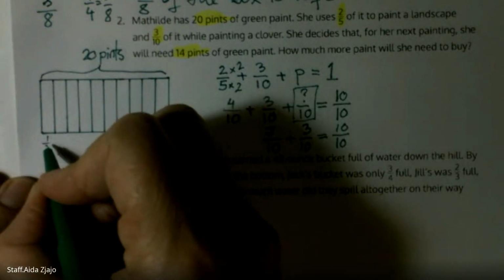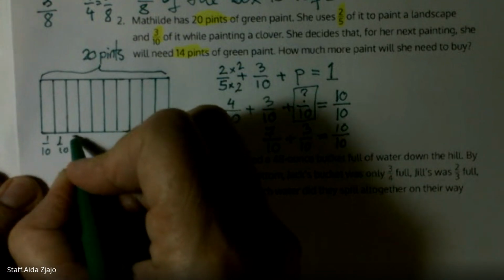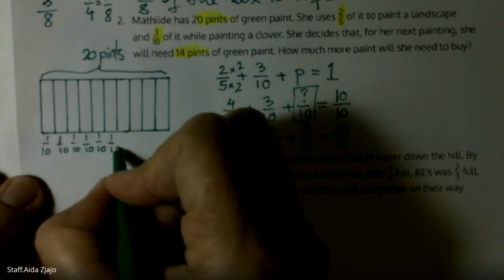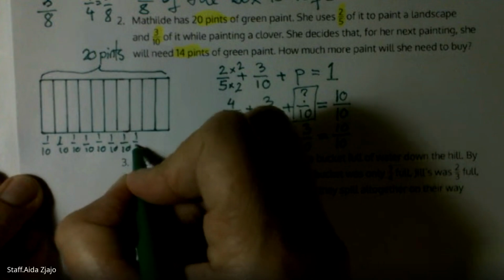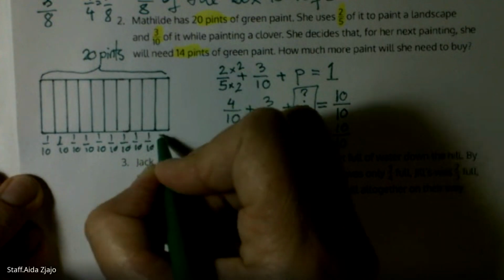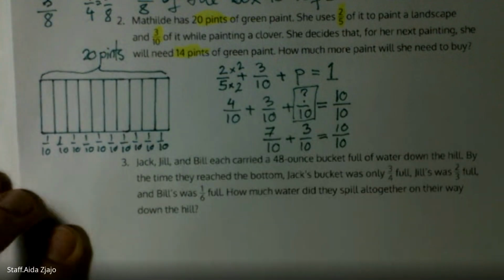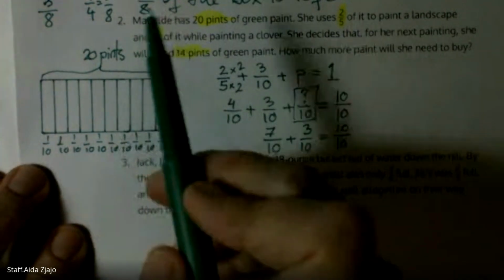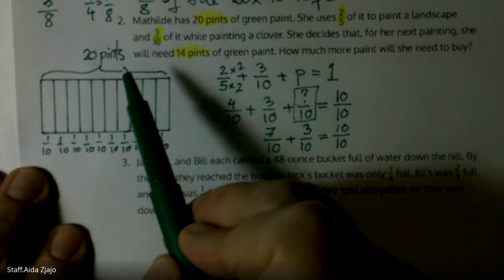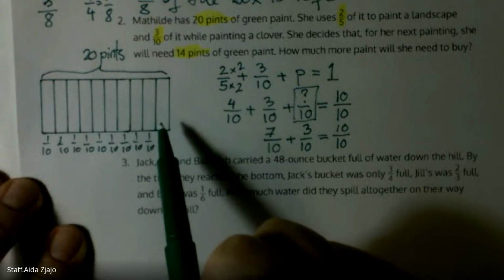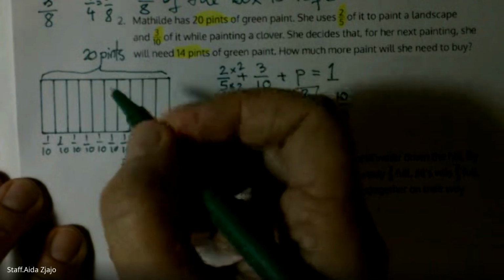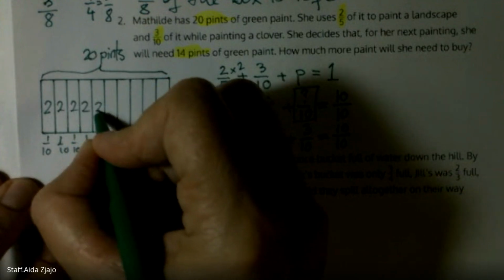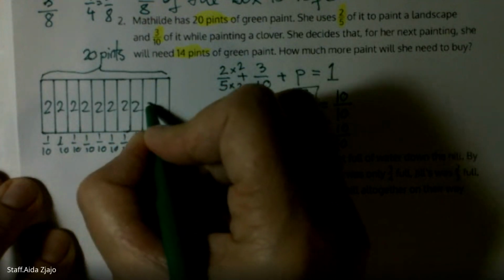So this is 1/10, 1/10, 1/10, 1/10, 1/10. All those are my tenths of the paint. So now I'm thinking, if I think in terms of 1/10, how many pints will it represent? There are 10 equivalent pieces, and 20 divided into 10, each piece will be 2 pints. So each will be 2 pints.